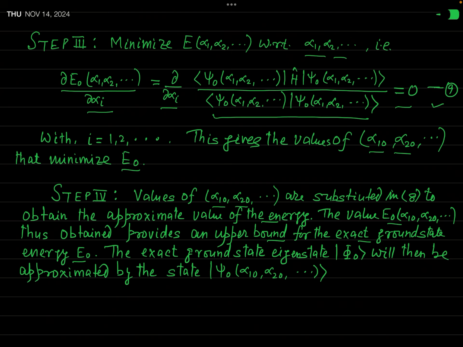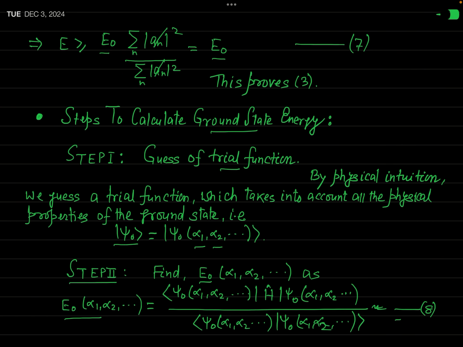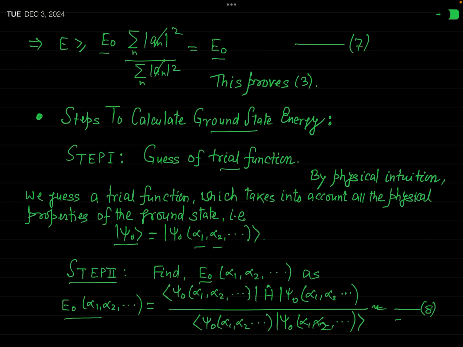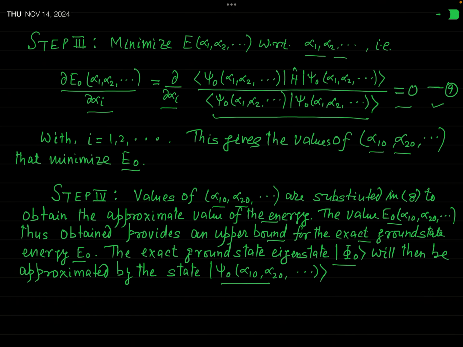The exact ground state eigenstate, that is ket phi naught, will then be approximated by the state psi equal to this much. So using this result you can find the value of phi 1, phi 2, phi 3 and so on. So in this way we can obtain the solution for the ground state energy.